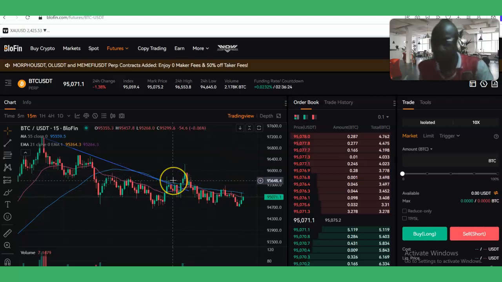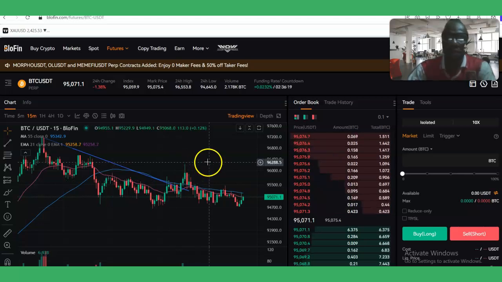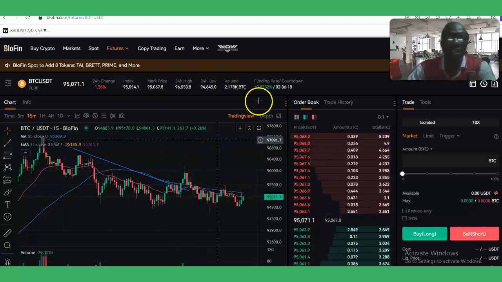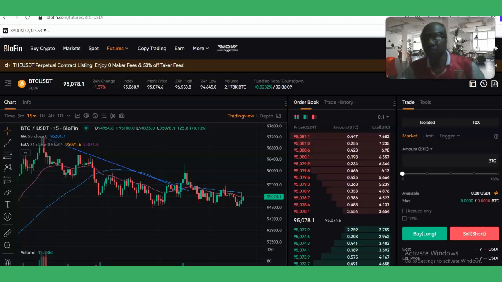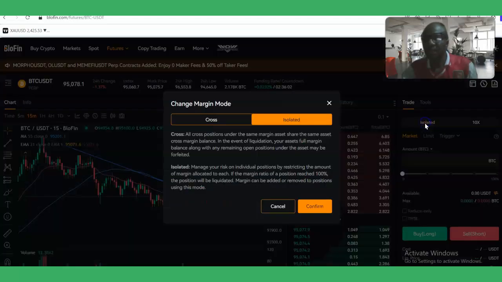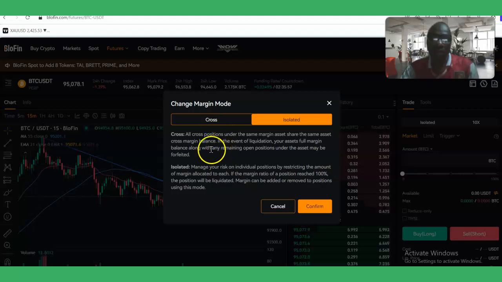Now, for it, you can look at this. You see we have isolated here. We have isolated, we have cross. Okay, now all cross positions under the same margin share the same assets across the margin balance in the event of liquidation.